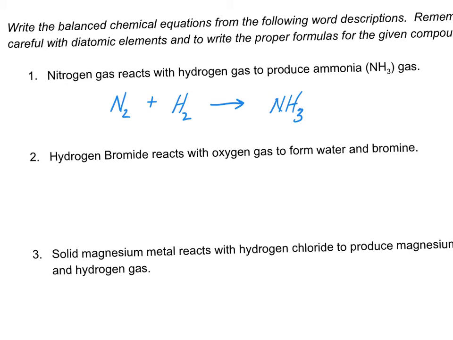All right, well, on the left side of the equation, I've got two nitrogens. I only have one nitrogen on the right side. I'm going to add a coefficient of 2. Now I've got two nitrogens. But now I have 6 hydrogens on the right side. So I need 6 hydrogens on the left side. And there's our balanced equation, and we're done.